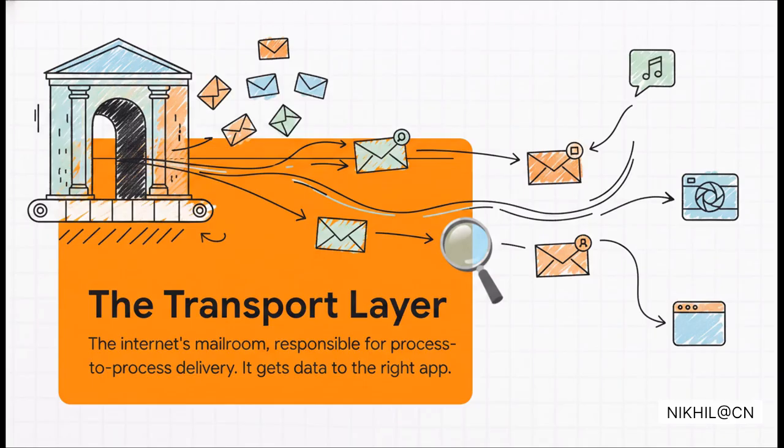Well, the magic happens in a crucial part of the network called the transport layer. You can think of it as the internet's internal mailroom. See, other layers get the package to the right building, that's your computer, but the transport layer makes sure it gets delivered to the right person, or, in our case, the right application. This is what we call process-to-process delivery.